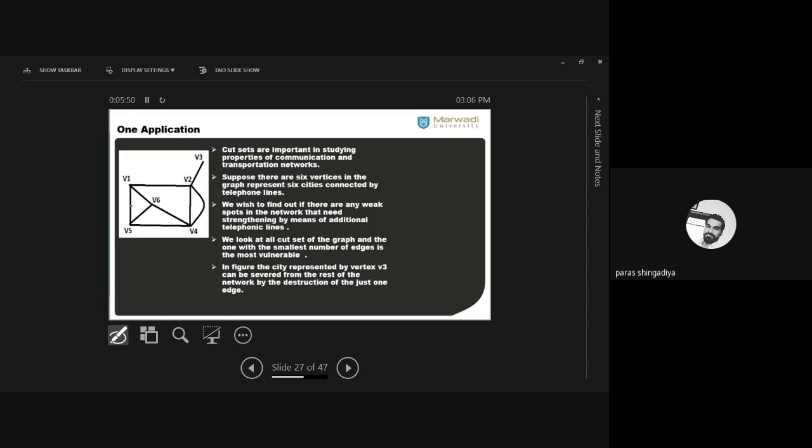From V1 we have 3 telephone lines. From V2 there are 4 telephone lines. From V3, V4, V5, and the last city V3, it has only 1 telephone line. So if you destroy this 1 telephone line, then V3 is disconnected from the rest of the cities. If you destroy this single edge, that means a cut set.